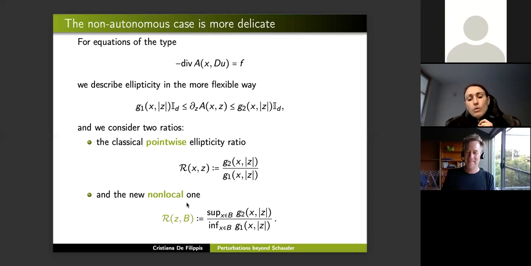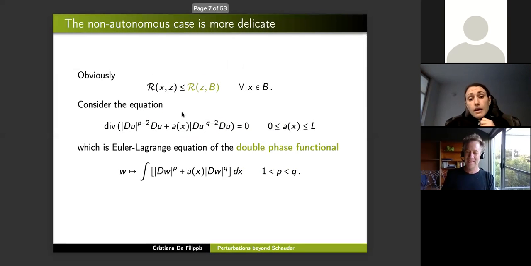While the non-local one takes into account the contribution of the coefficient and measures how far the coefficient is from having just a perturbative role of a uniformly elliptic operator. This will be clear in the next slide. Of course, by very definition, the pointwise ellipticity ratio is less than or equal to the non-local ellipticity ratio. I mean, it is a definition.